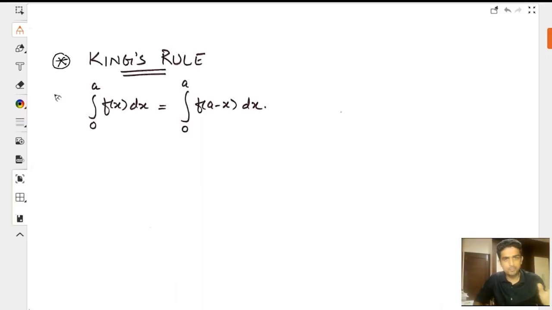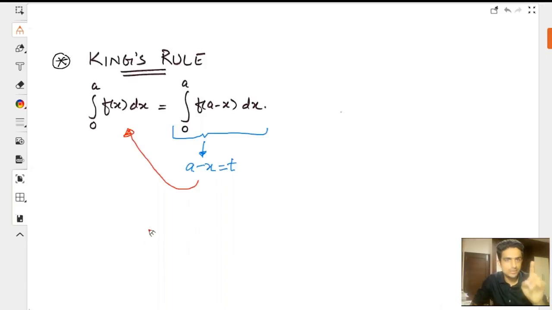Guys, this is the basic property of definite integral that integral 0 to a f(x) dx is same as integral 0 to a f(a minus x) dx. Right now, I'm not into the proof, but still to give a brief idea, just substitute a minus x equal to t in this integral and you will observe that the integral will become equal to the left hand side. So that is a brief of proof.